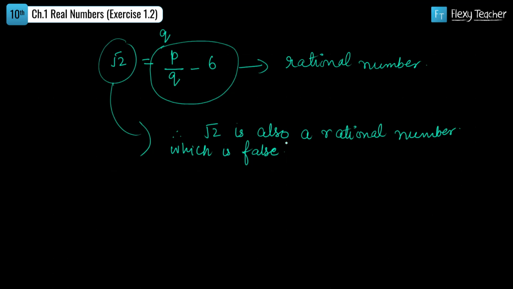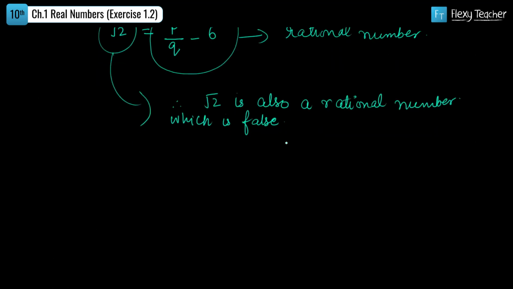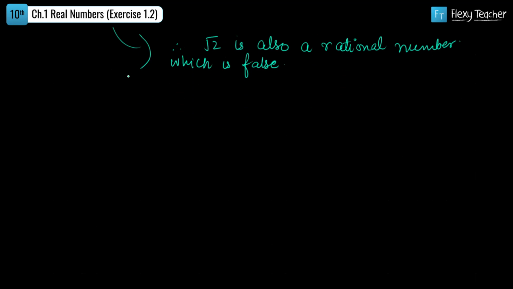ओके. सो हमारा जो एक असम्पशन था कि 6 प्लस अंडर रूट 2 इज अ रैशनल नंबर, बट फाइनली हमने क्या कंक्लूड किया, उसमें हम लोग रूट 2 को भी रैशनल नंबर प्रूव कर रहे हैं, which is a contradiction to our fact, which is a false statement. Therefore 6 plus under root 2 is an irrational number.